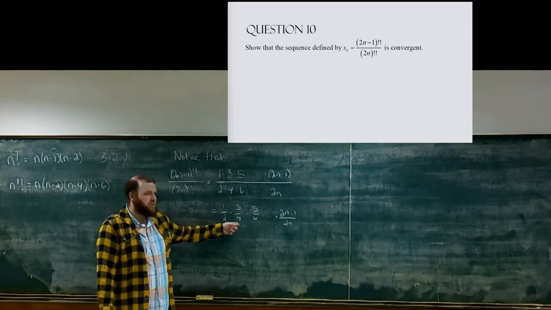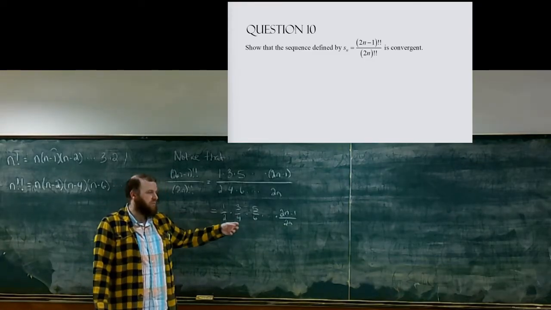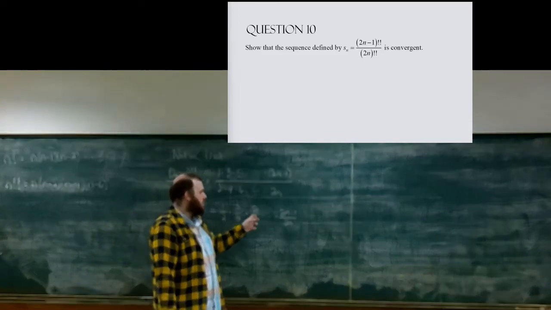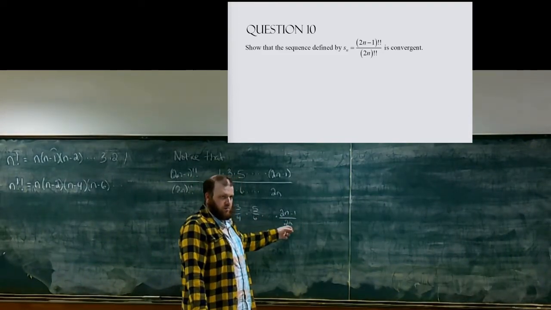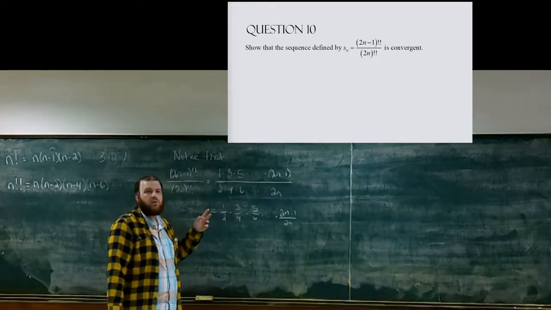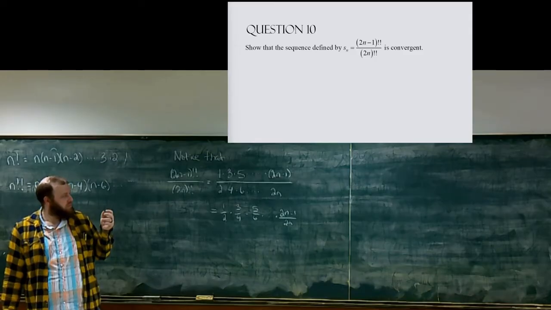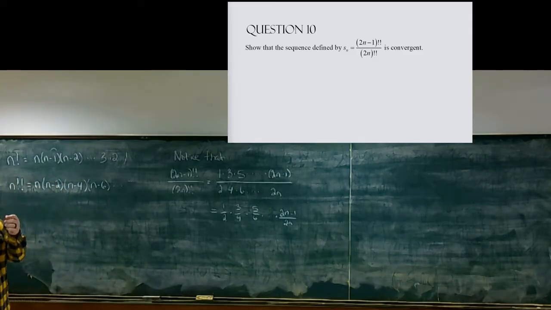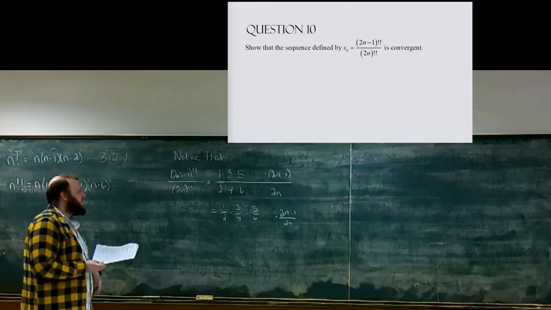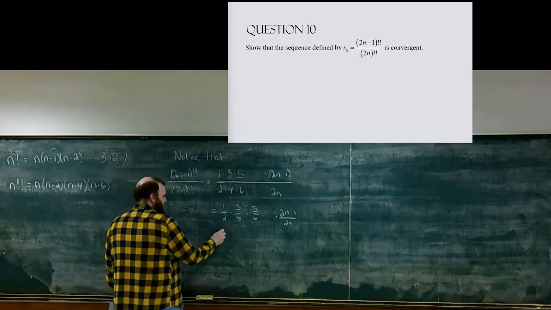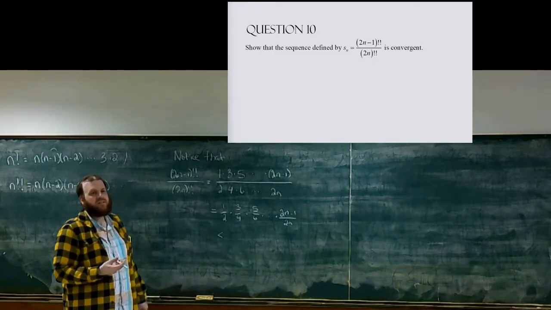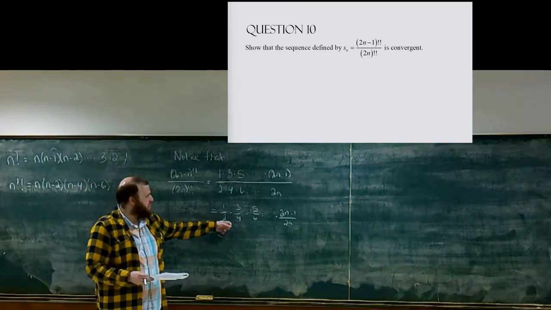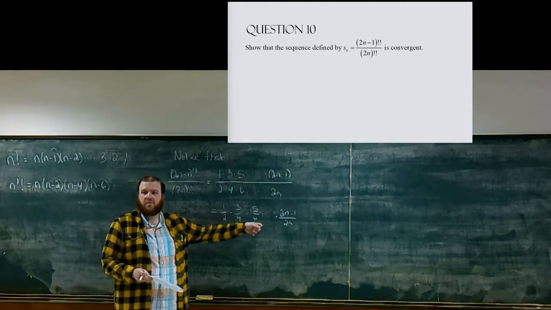What do you notice about each of these terms? 1/2, 3/4, 5/6. Right, your next one would be what? 7/8. 9/10. So on and so forth. Each term, isn't it less than 1?